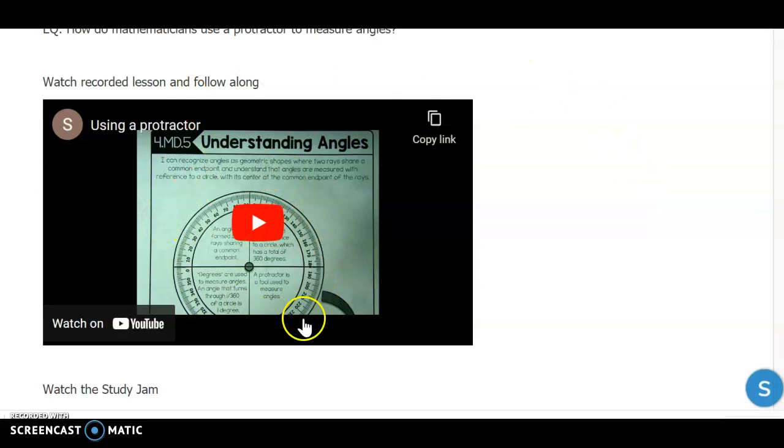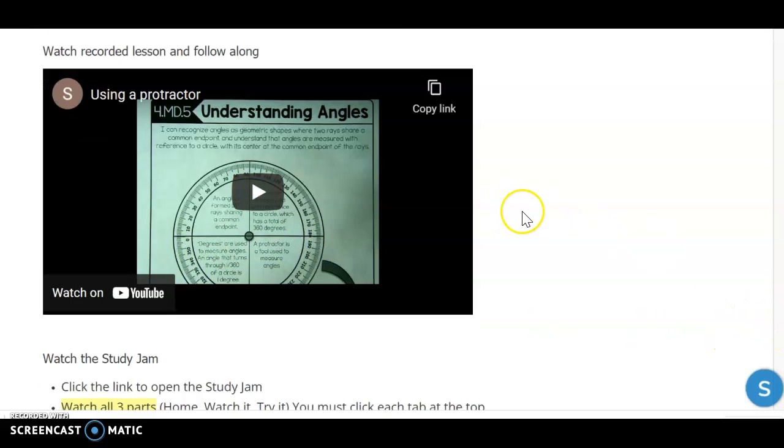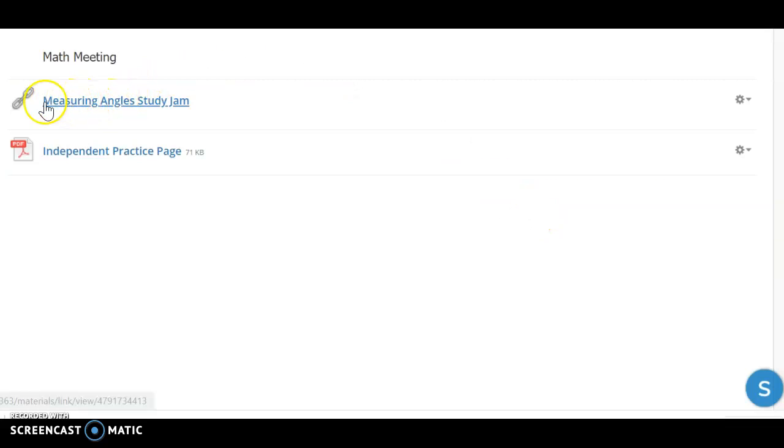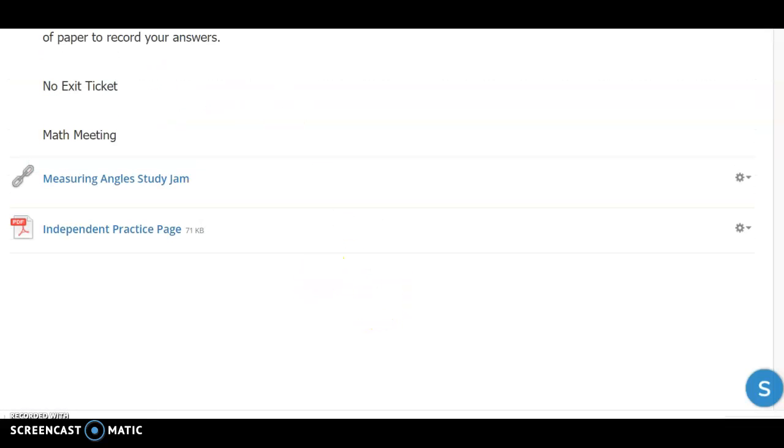The first is watching this teacher video where I go through and talk about what a protractor is and how we use it. The second one is down here. You can see this link, Measuring Angles Study Jam. When you open this study jam, you need to make sure that you complete all parts.